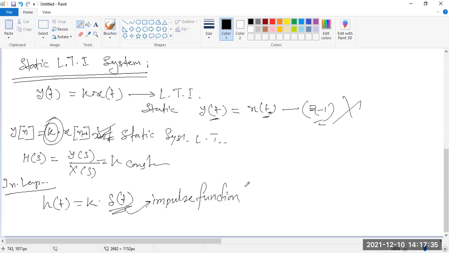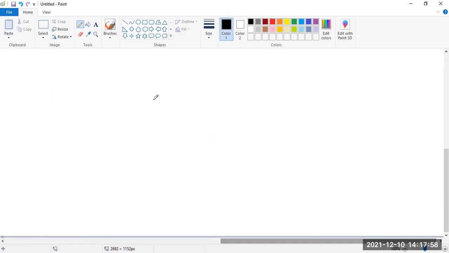But at t equal to 0 it is 1 because it's the impulse, otherwise for t not equal to 0, it is zero, then it is static. Okay, so you have to examine so many things so that you can find this out.